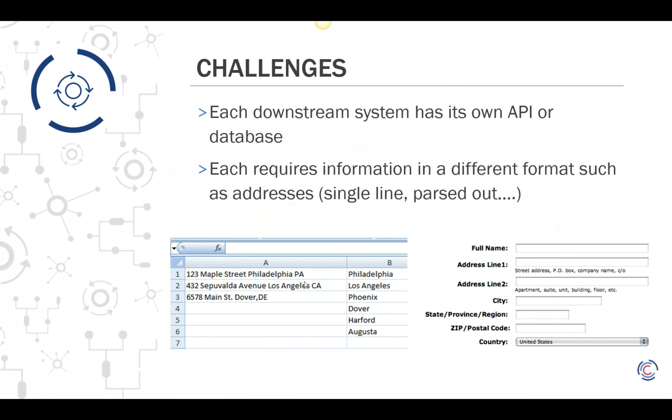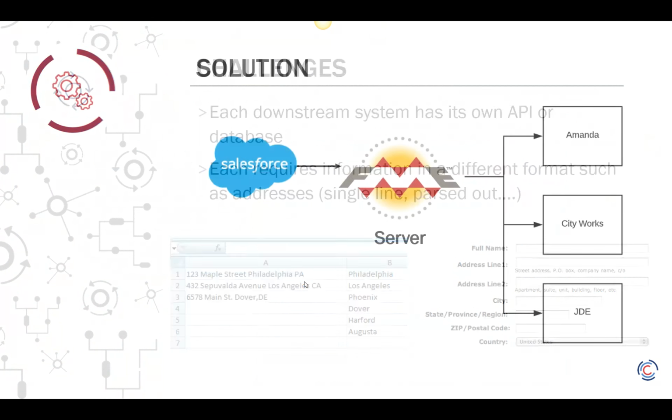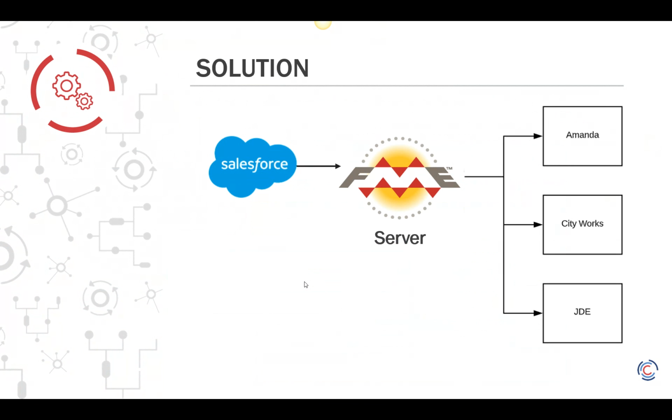So each system, a little bit like the case of Hamilton, requires data in a certain way. Cases need to be created in these downstream applications in a particular way. They each have their APIs, or perhaps a database record needs to be created. So they each have their particularities and requirements. So this solution is like the Energier solution. This solution is basically a real-time example of the use of FME Server.